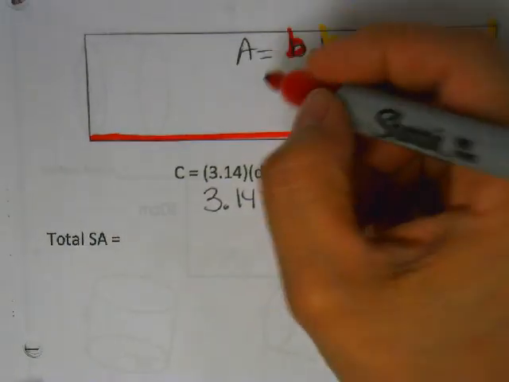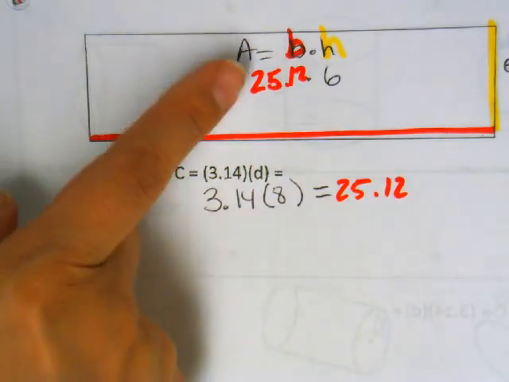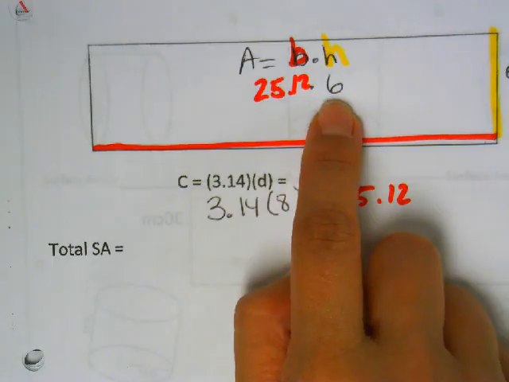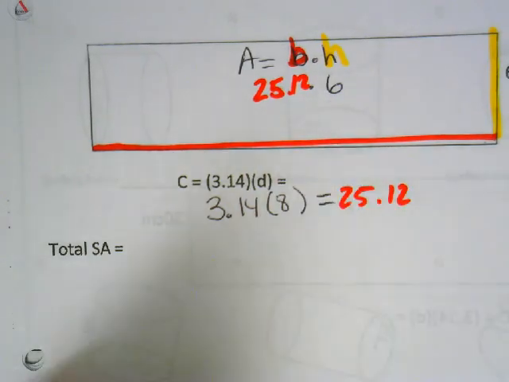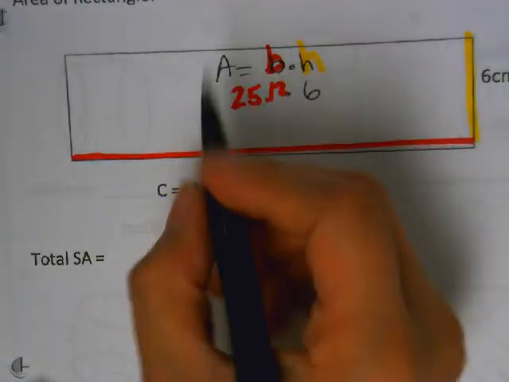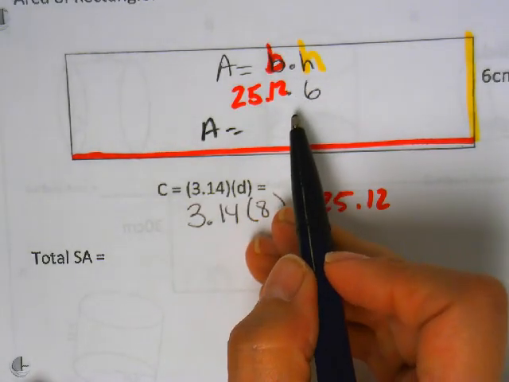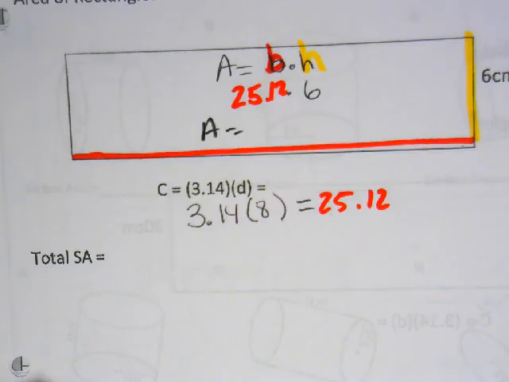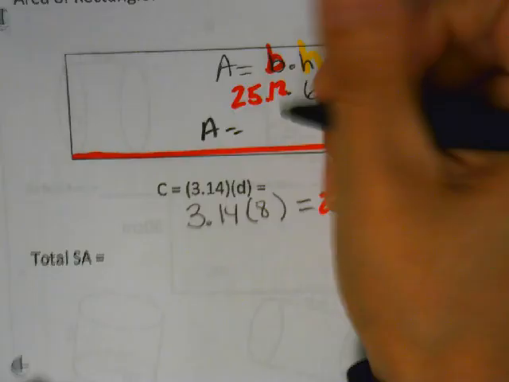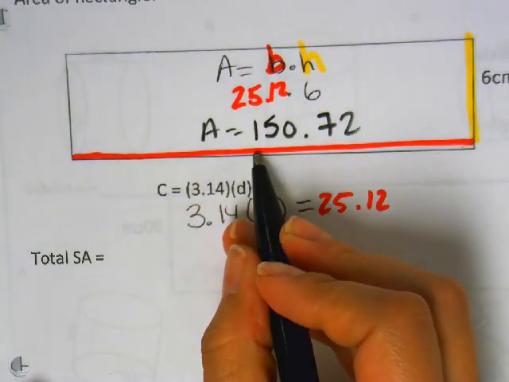Now I need to plug it in up here, 25.12. So I have 25.12 as my base and 6 as my height. Okay, 25.12 as my base, 6 as my height. What do I do to those two numbers to find the area? Multiply them. So go ahead and type in 25.12 times 6. What is it? Yeah, 150.72 would be my area of my rectangle.